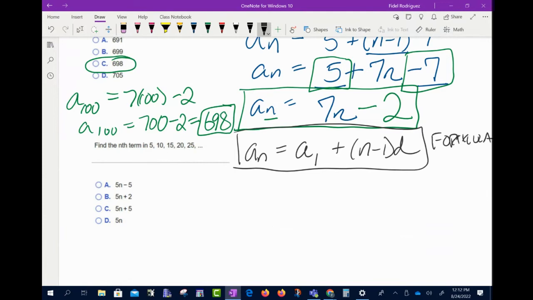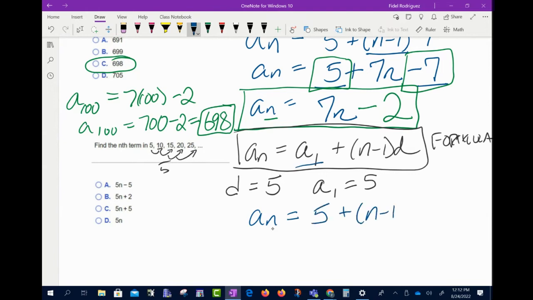Okay. So first thing, let's see if we can find the value of d. How much are we adding from one number to get to the next? We're adding 5. Okay, so we know d is 5. Second thing, do we know the first term? What's the first number in that sequence? 5 as well, right? Okay, so now we're going to write out our formula. We're going to say an equals the first term, which is 5, plus n minus 1 times the value of d, which in this case was also 5.